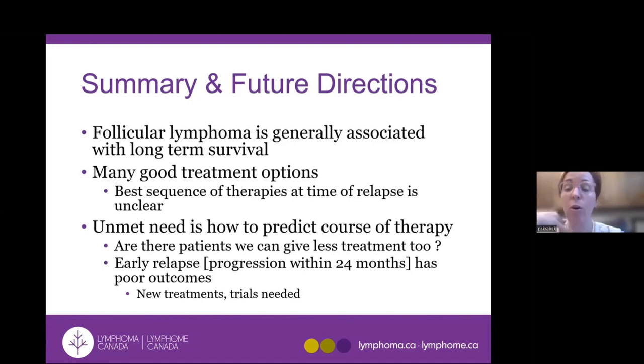One unmet need is how can we predict people's course? And so are there people that I can give less treatment to? So how do I know if you really need maintenance, for example? There's been one study done that tries to address this, looking at people who have a complete remission on PET scan. And unfortunately, they found that maintenance was still of benefit, meaning people still had longer remissions if they got maintenance. And so that wasn't the best way to decide. And so ultimately, for something like maintenance, it just comes down to preference.